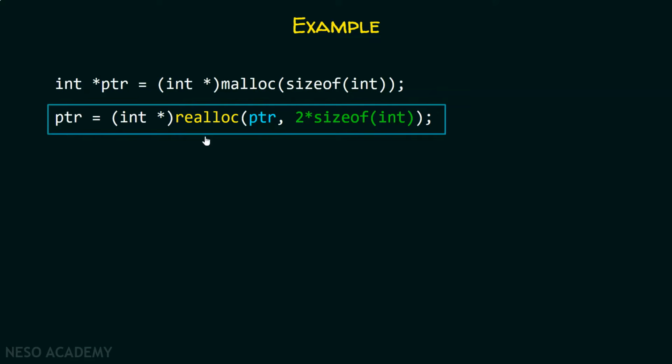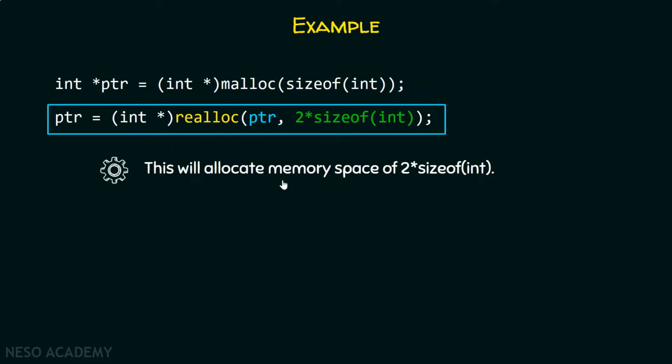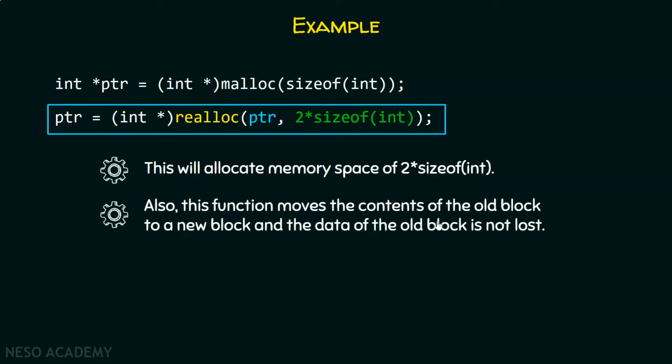This is quite an interesting function, isn't it? Let's consider some points related to it. This will allocate memory space of 2 into size of integer, which is equivalent to 8 bytes, because we are assuming size of integer is 4 bytes. Also, this function moves the contents of the old block to a new block, and the data of the old block is not lost. This is interesting because this function is allocating new memory, but it is also taking care that old data should not be lost.